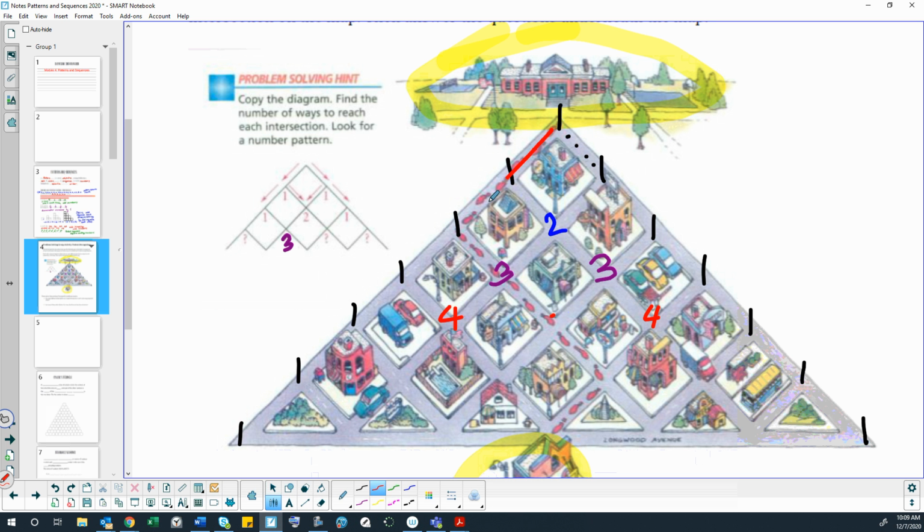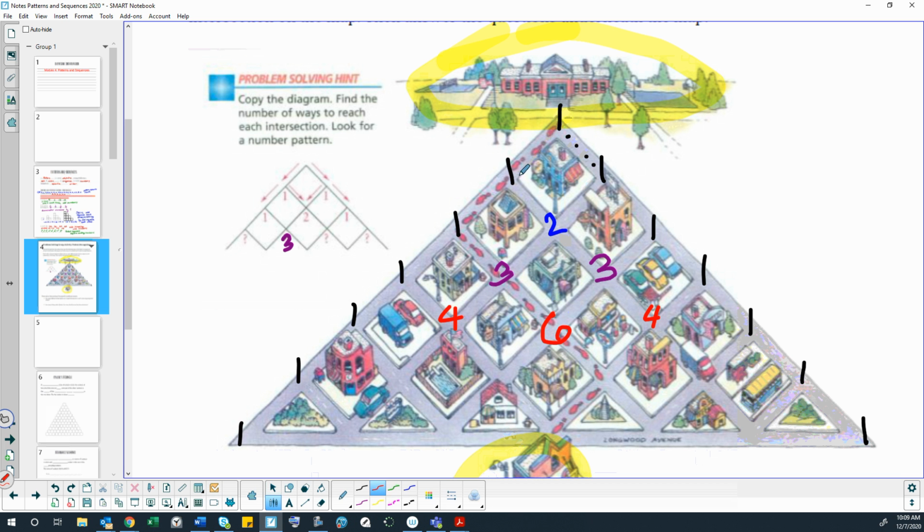Now, what about this one? Ooh, let's see. There's 1, 2, 3, 4. I don't even know where I've gone at this point. I think there's another zig from this way. One this way. 5, 6. There's actually 6 different ways to get to that corner. Now at this point, it's getting really confusing to count all these ways. So I really hope we can figure out a pattern at this point.